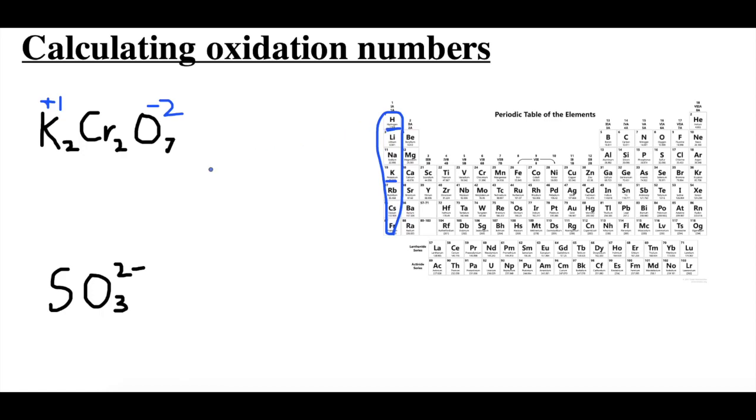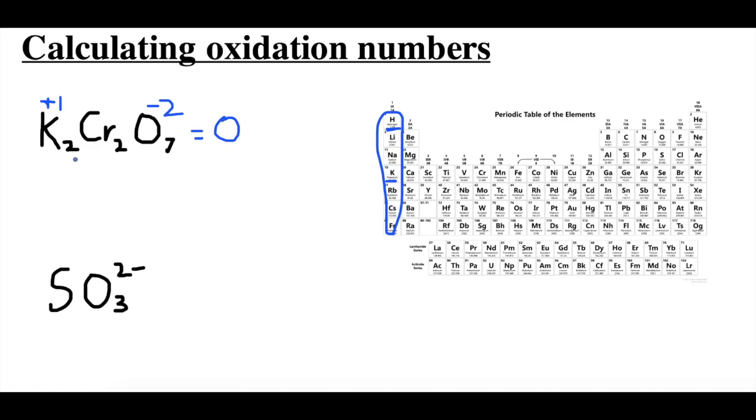Now, we also know from that video that the sum of the oxidation numbers of all the elements that are present in a neutral compound is 0. So when we add the oxidation numbers of all these elements, the sum of their oxidation numbers will equal 0. Now we have an equation that we can solve.